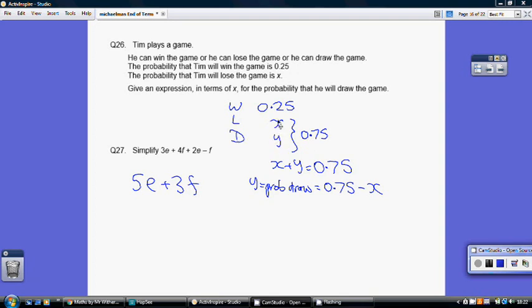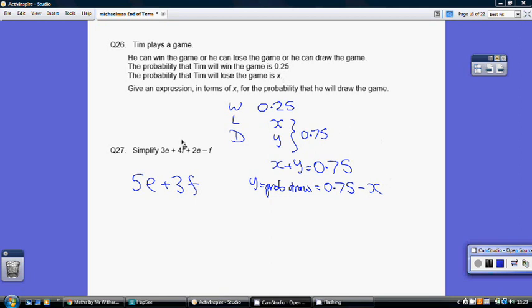So we can see that x plus y must be 0.75. Now I'm being asked to give an expression in terms of x for the probability that he will draw the game. The probability of drawing is my y. So if I take my x plus y equals 0.75 and I choose to take away x from both sides, I get y, the probability of a draw, to be 0.75 take away x.